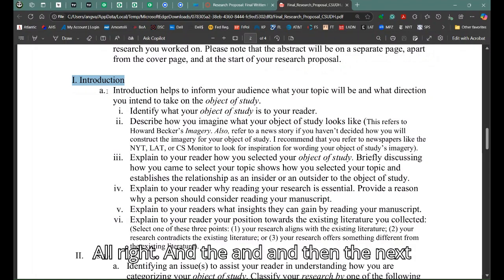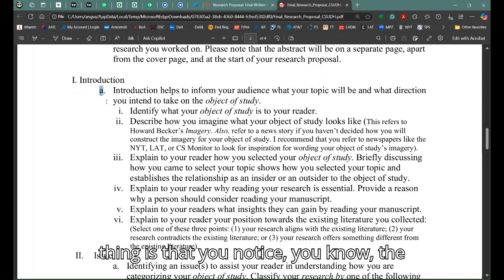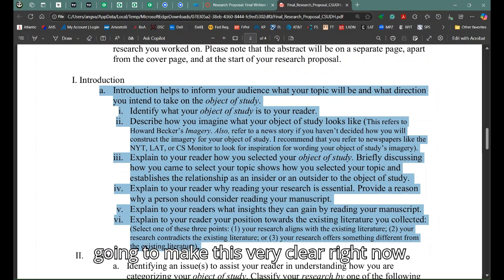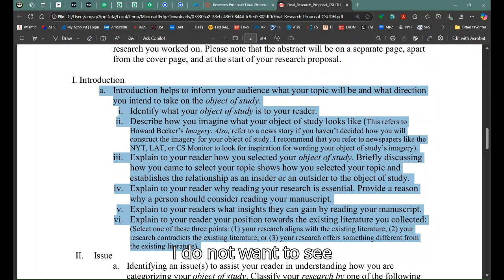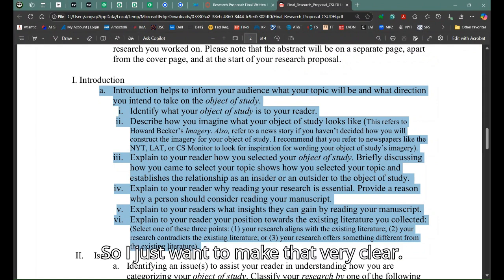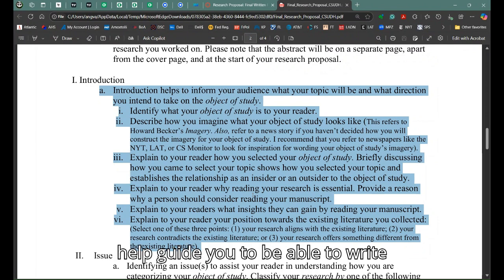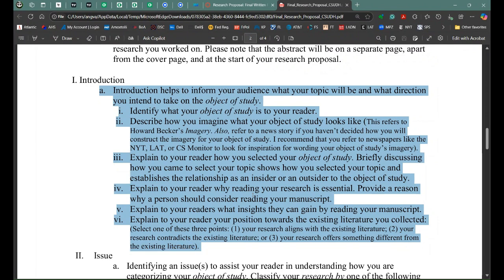All right, and then the next thing is that you notice the text that's here and the Roman numerals and the letters. I'm going to make this very clear right now. I do not want to see any of the highlighted parts in the final draft. All right, because if I do, I'm going to deduct points. Okay, so I just want to make that very clear, because those points are just there to help guide you to be able to write out the essay.